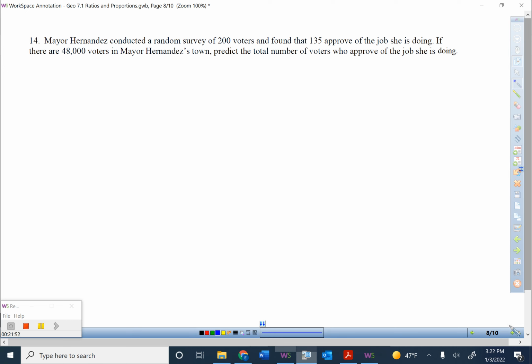Says Mayor Hernandez conducted a random survey of 200 voters and found that 135 approve of the job she's doing. If there are 48,000 voters in Mayor Hernandez's town, predict the total number of voters who approve of the job she's doing. Okay, so we're setting this up with the two labels. It looks like we've got 200 voters and we've got 135 who approve. So let's set that up. Voters here, or total. And then this part is the voters who approve.